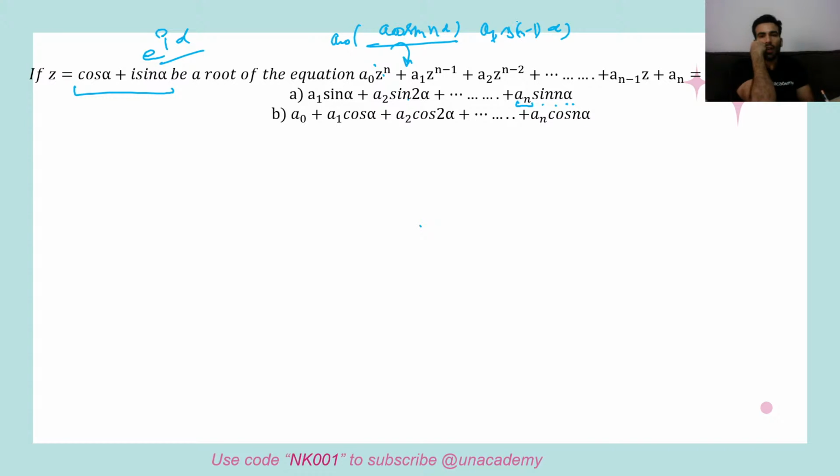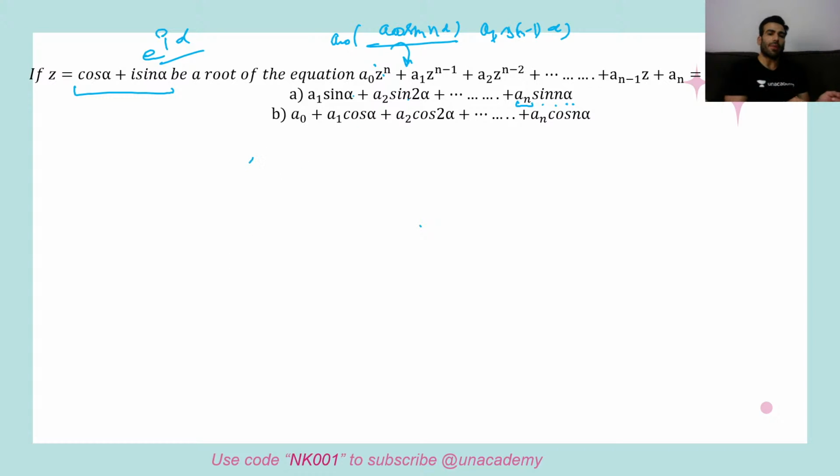Let's think about something. Do I need to multiply the entire polynomial equation with z raised to n? If I do that, then a naught will be multiplied to z raised to 2n. Then I will have sine of 2n alpha, but it is not given. Then what to do? Then I thought, yes, I can do one thing.